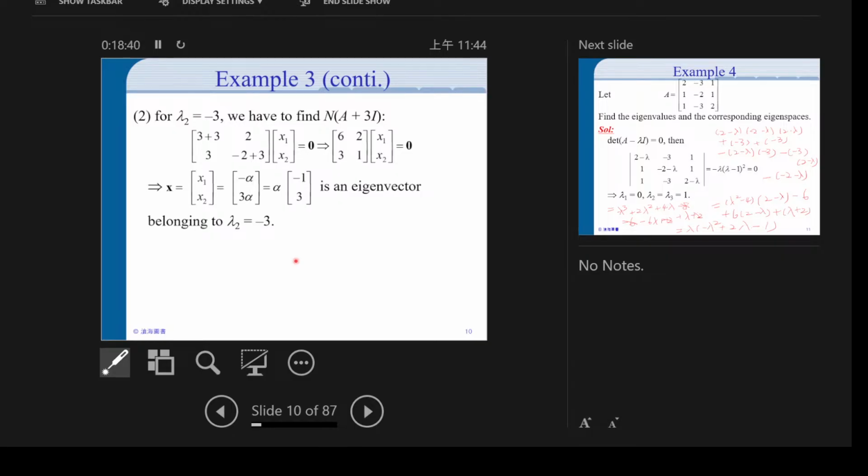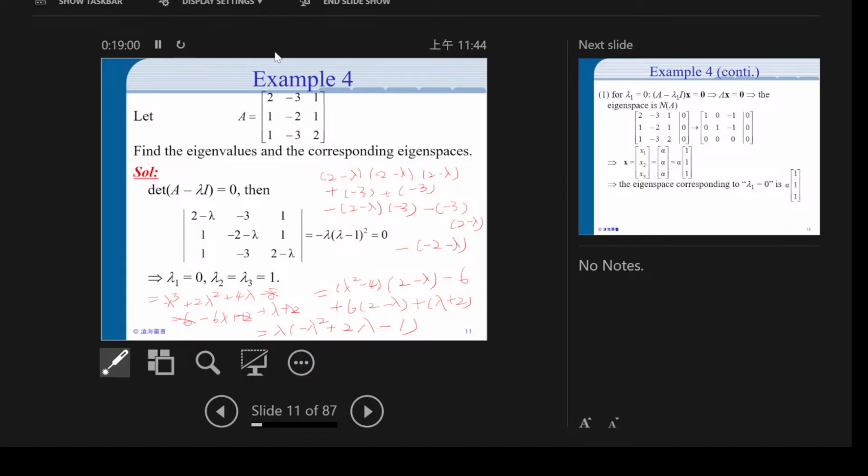So any questions about the calculation of eigenvalue and eigenvector here? This is a calculation you will do a lot in your homework and exam, how to calculate the eigenvalue and the eigenvector. Okay, and now let's see a bigger example, and it's pretty similar.